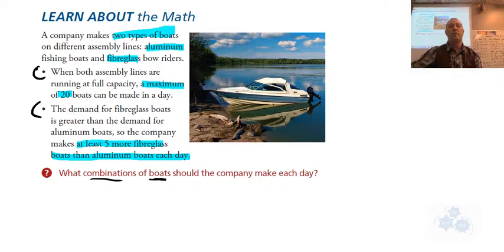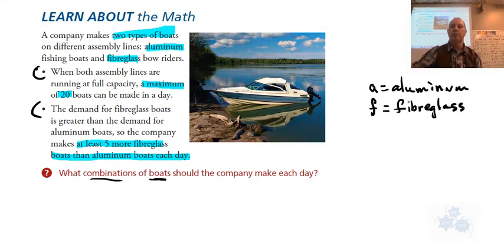So we probably should make one variable about the one type of boat and the other variable about the other one. So why don't we say aluminum boats is A? Seems to make sense. A, aluminum. F, why don't we make F fiberglass boats? And this would be the number of, because that's really what we're talking about. The number of aluminum boats that they should make and the number of fiberglass. Okay. So that's first step. Identify your variables. That's what we're going to use.